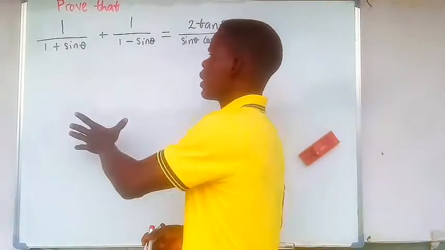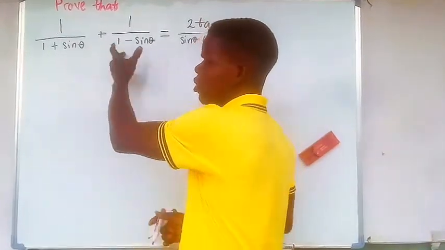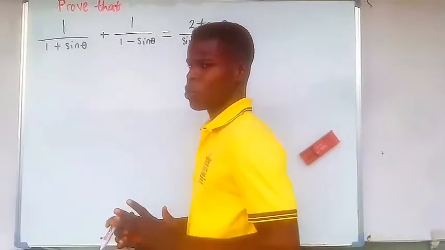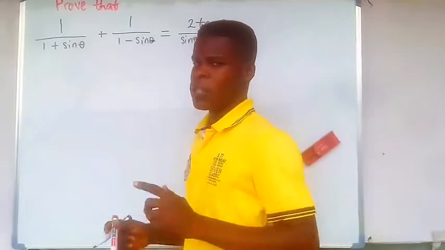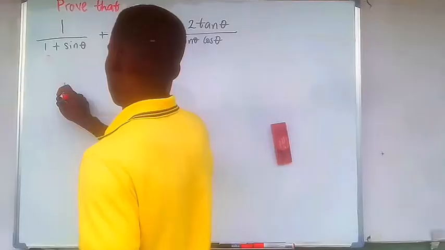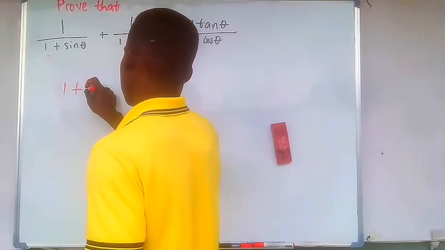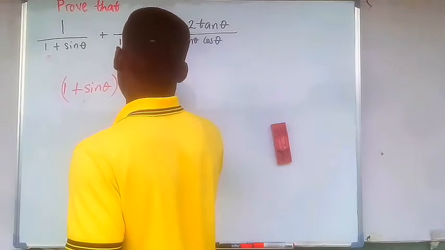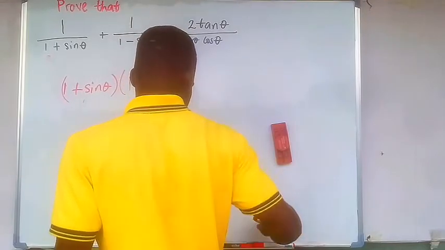Very good. So I will say that this and this are the denominators. Okay, so I want to take the LCM of the left hand side so as to make a single fraction from it. So I'm going to have that the LCM of this and this is just 1 plus sine of theta times 1 minus sine of theta.